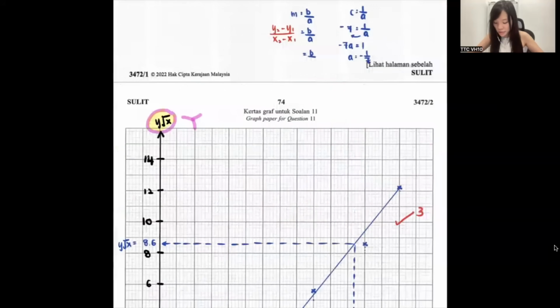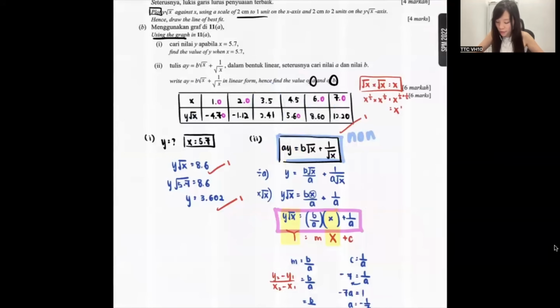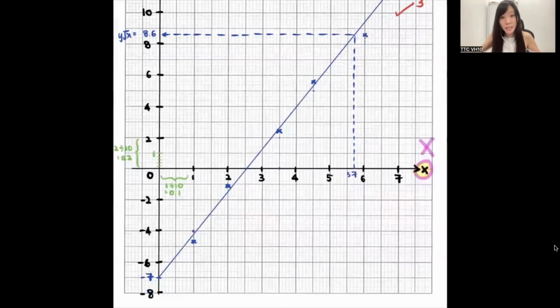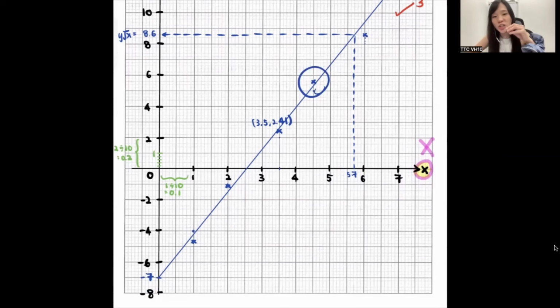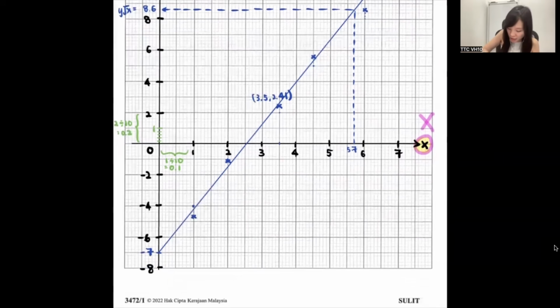Let's say I'm using the middle one. The middle one just now is 3.5, 2.41. You want to use the last one also, you can try; the answer is around the same range. So 3, 2.41. Don't tell me, teacher, can I use this one? No, that one is not on the line. You must use the one on the line. On the line is very important. You see this one is very far? Definitely not. So I use this one.